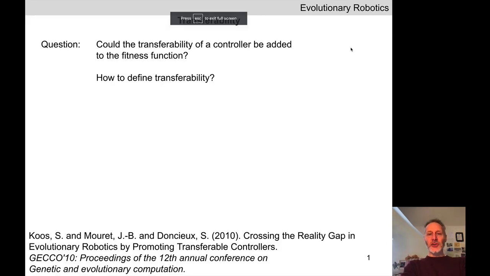Okay, so this is known as the transferability project for a very good reason. What they're going to try and do now is evolve controllers in simulation on a virtual robot like we've seen many times before, and then send some of those evolved controllers to a physical robot. But they're going to evolve these controllers not just to maximize the movement of the virtual robot; the fitness function is also going to try and maximize the transferability of a controller, how well it will transfer to reality if we send it to reality. So the question that the authors of this study started with is, could the transferability of a controller be added to a fitness function? That's their question.